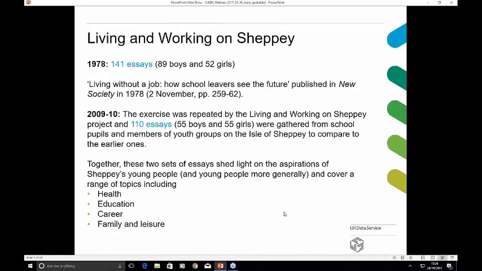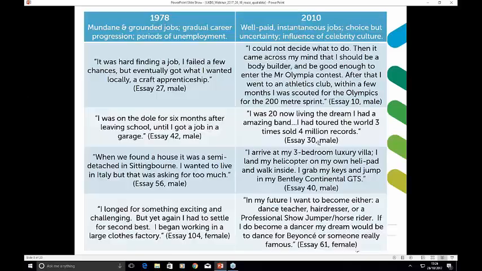And here you can see a little bit of a few more details on what was received back. So there was a slightly different gender divide, but a fairly similar overall number of essays that were received. Both data sets covered the same general themes of health, education, career, and family and leisure, but they covered them in very different ways. So how exactly were they different? You can see some examples here.